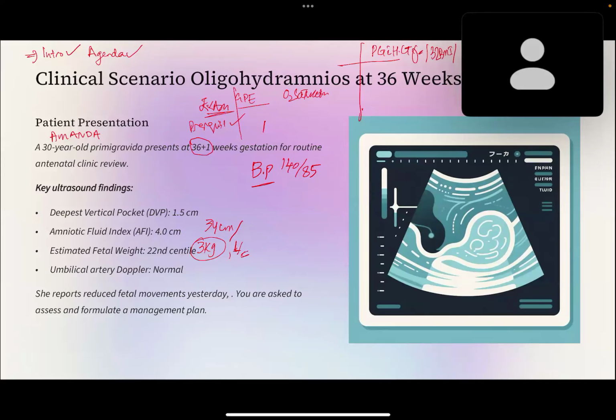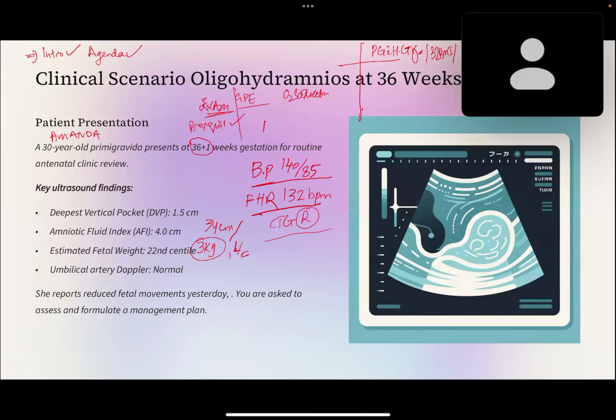And what is the fetal heart rate? Fetal heart rate is fine. It is 132. Okay, I would want to do a CTG for this patient for 20 minutes as she has reduced fetal movements. She is 36 plus 1 week. CTG is reactive.